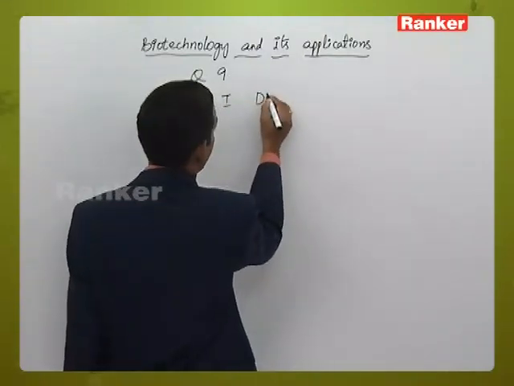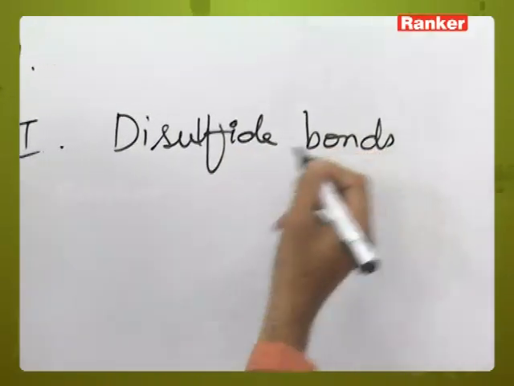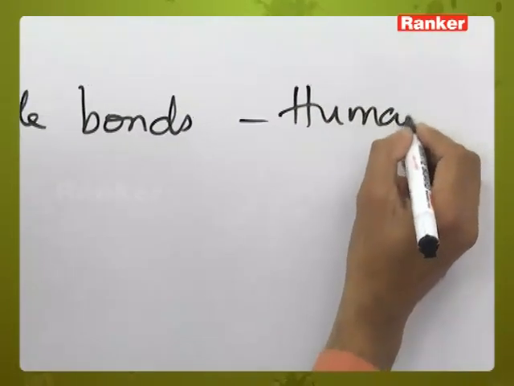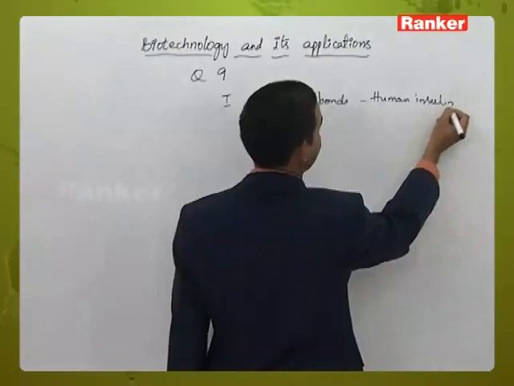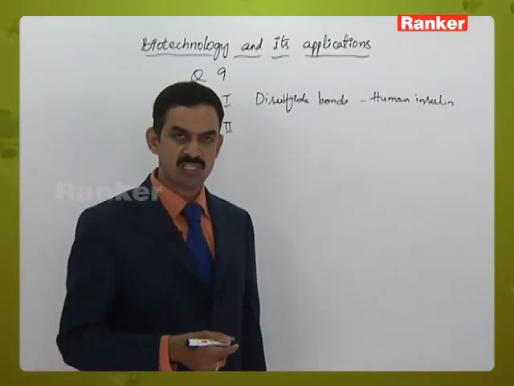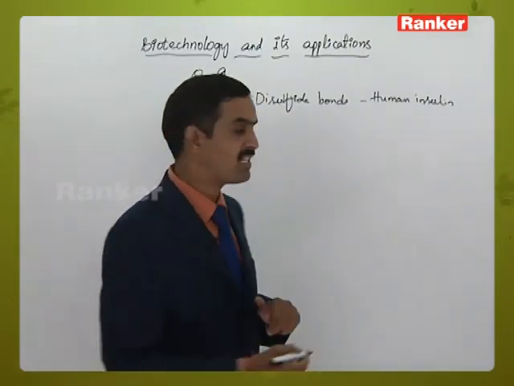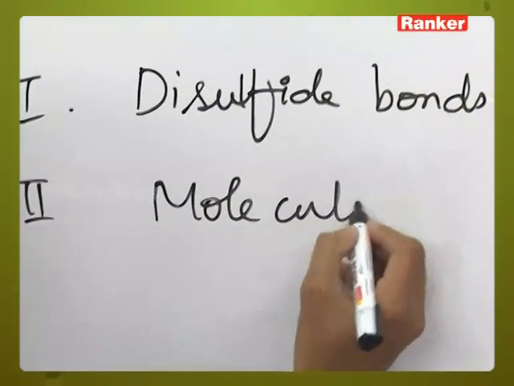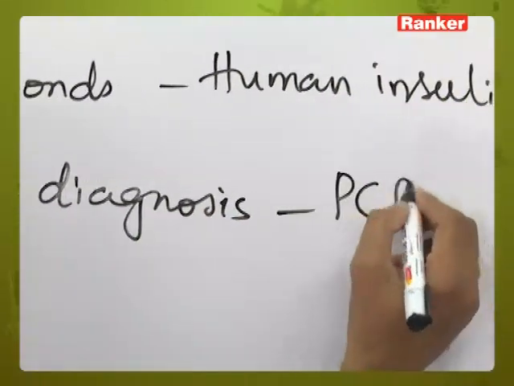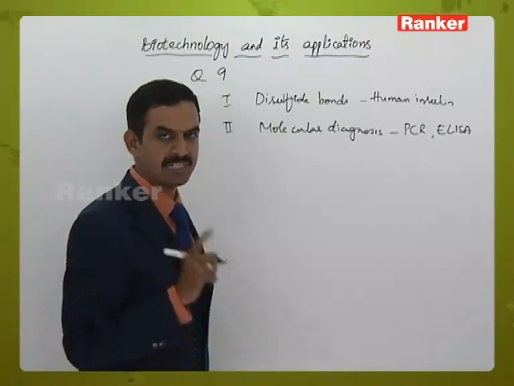1. Disulfide bonds. So already we said that the disulfide bonds are present between the chain A and B, which are responsible for the production of human insulin. So this column is correct. That is, the combination is correct. First one is correct. Then coming to molecular diagnosis. So here molecular diagnosis is related to the early diagnosis of the diseases. The molecular diagnosis, that is early diagnosis of diseases, is done by PCR technique and ELISA technique. So it is not related to gene therapy, so that is incorrect.